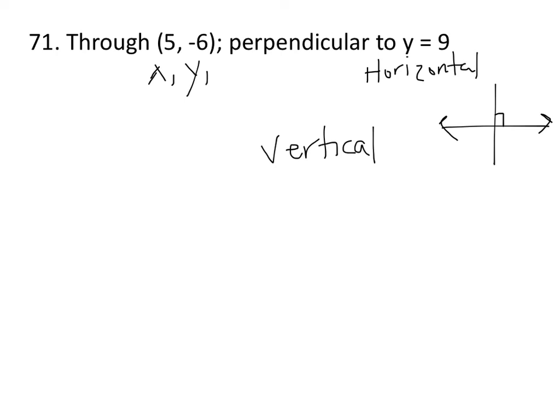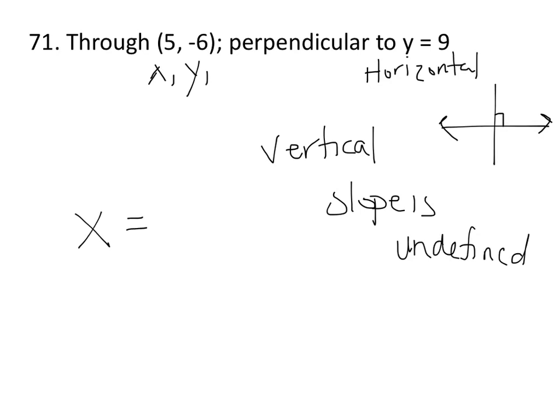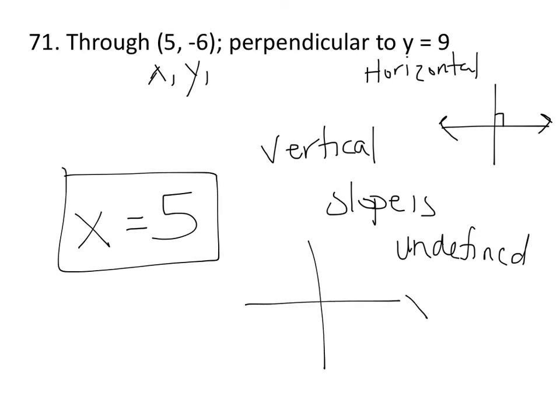A vertical line, the slope is undefined. So I know that my line is going to be x equals something. So I need to look at the x value here, and it's just x equals 5. Or you could have drawn a graph. You could have plotted the point 5, negative 6. And you could have drawn a vertical line through it and said, what is that line? And it is x equals 5.